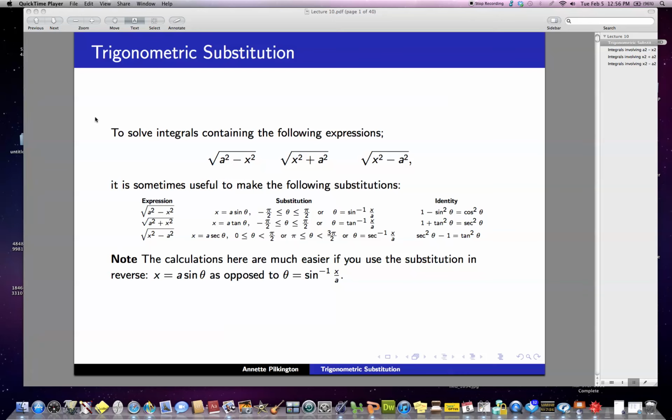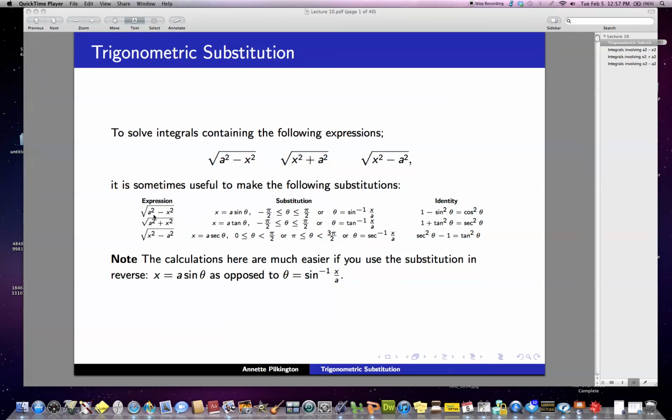Lecture 10 is all about the method of trigonometric substitutions. Sometimes an integral contains an expression that looks like one of these three, and in that case, sometimes it makes sense to make one of the following substitutions. It's important that you learn which substitution to make in which circumstances.